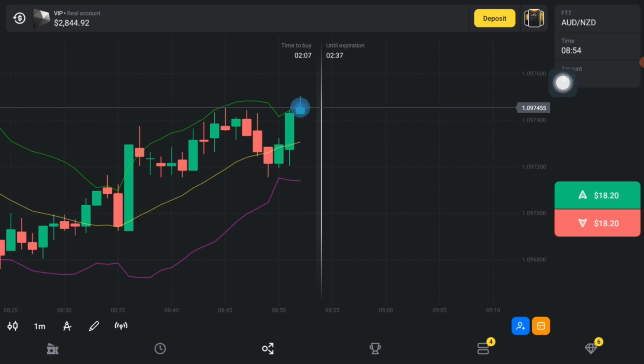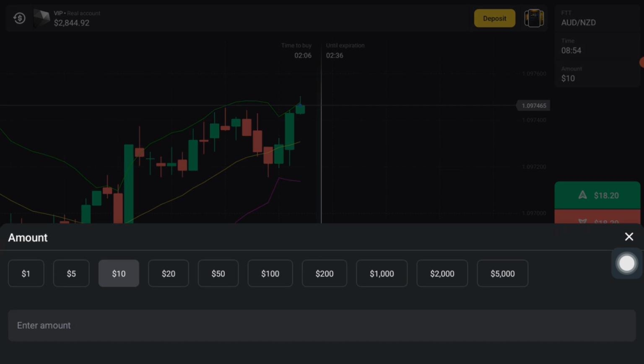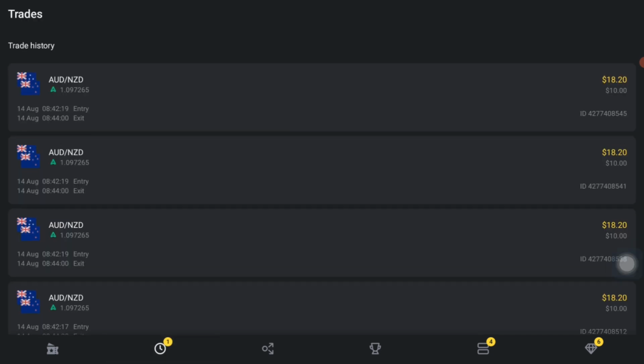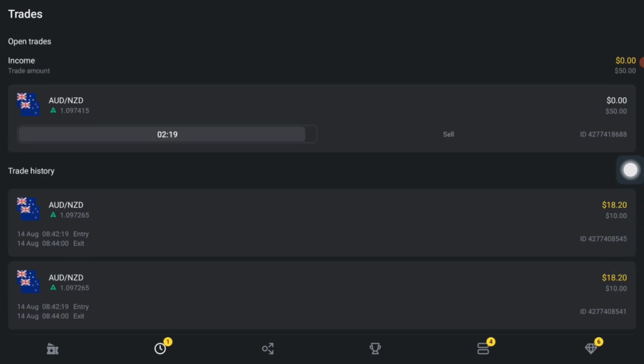And here we are going to change our investment. Let's start with something like, let's say, $50. Remember, we are going to be placing 3 trades and we are going to see what's going to be the result. So here I'm going to take an uptrend trade right now. We have taken a trade for uptrend, and right now if I open it up, you can see that this is the trade we just placed.